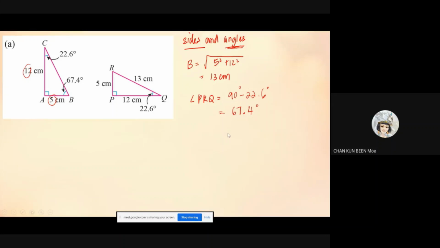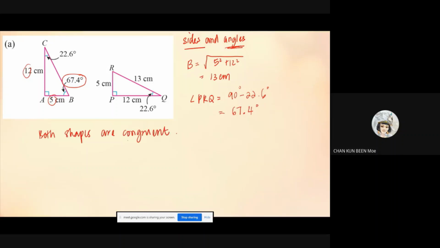Okay, 67.4 degrees that we have over here, and you need to check whether the corresponding angle of the previous shape is the same or not. So you look at this one. Yes, they are the same, right? So when they ask you to determine whether they are congruent or not, you already found out all the sides are the same and all the corresponding angles are the same. So both shapes are congruent. Yes, correct. Both shapes are congruent.